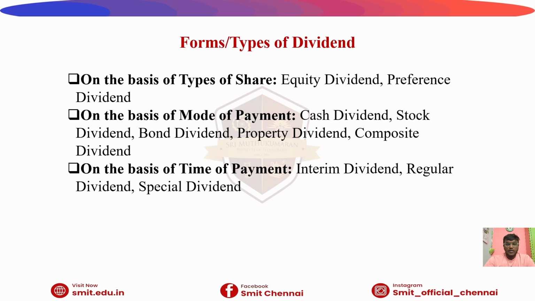On the basis of time of payment: interim dividend, it's declared between annual general meetings. Regular dividend, paid consistently each year. Then special dividend, one time extra dividend when profits are unusually high.